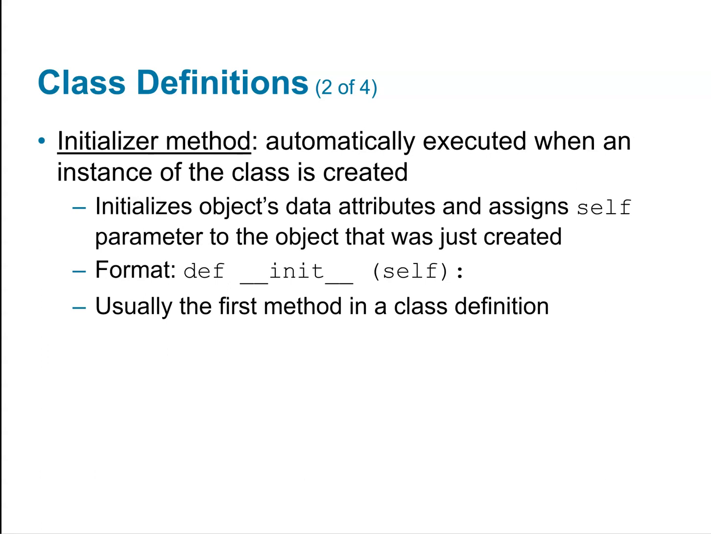An initializer method automatically executes when you create a new instance. It initializes the object's data attributes and assigns the self parameter to the object that was just created. And it looks like this: def underscore underscore init underscore underscore self. You can give it more parameters, but usually it's the first method in a class declaration.